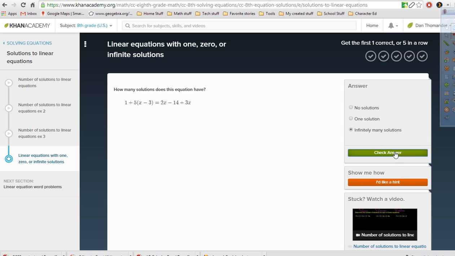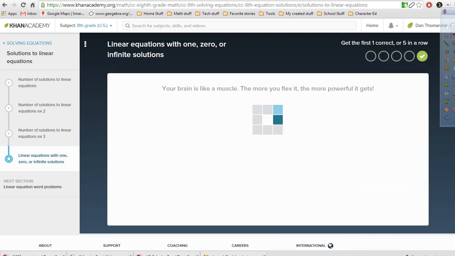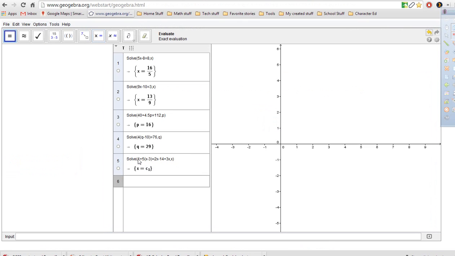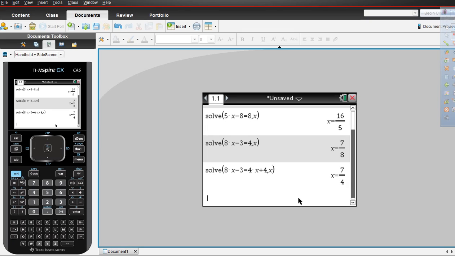So I'm going to pop over here into my GeoGebra CAS, and I see I put that equation there: 1 plus 5 times x minus 3 equals 2x minus 14 plus 3x, for x. That's what comma x means. I'm solving this for x, right? And when I came back, it said x equals c sub 1. What that means is x is equal to any constant value. And it's going to look just like that if you do it on the other calculator.